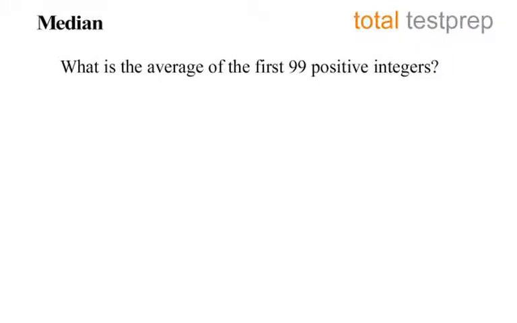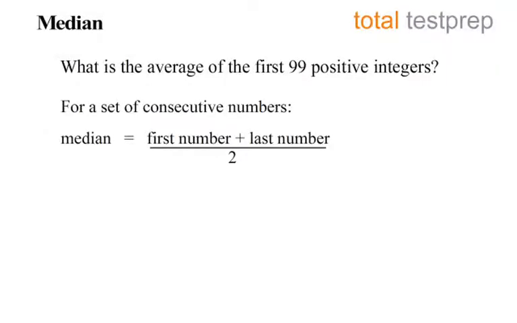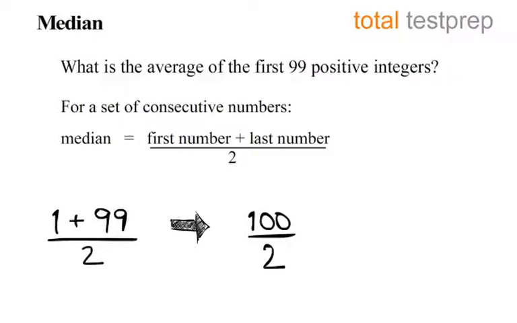Another way to think about this, a shortcut, if you don't want to think about it visually like that, is to remember a formula. So we're asked, what is the average of the first 99 positive integers? For a set of consecutive numbers, the median is equal to the first number plus the last number divided by 2. In this case, the first number is 1, the last number is 99. When you add those up and divide by 2, you get 100 divided by 2, which is 50. Once again, as we saw before, 50 is the median.